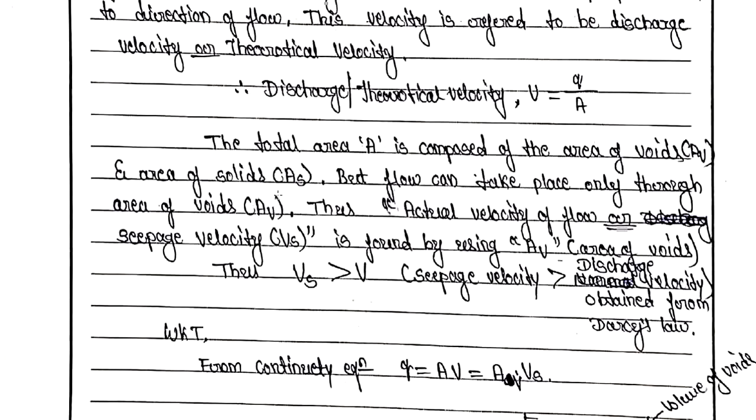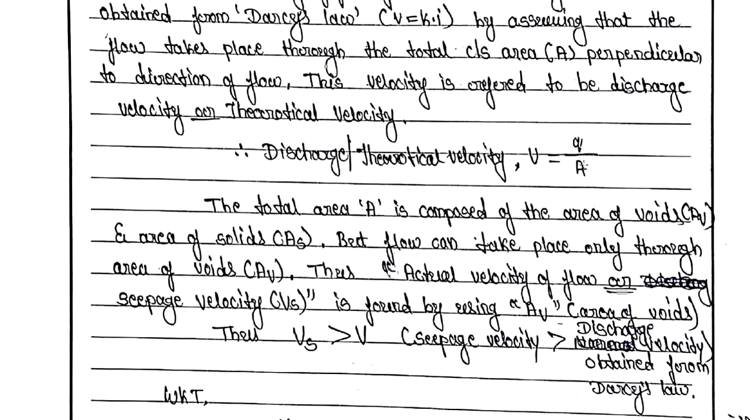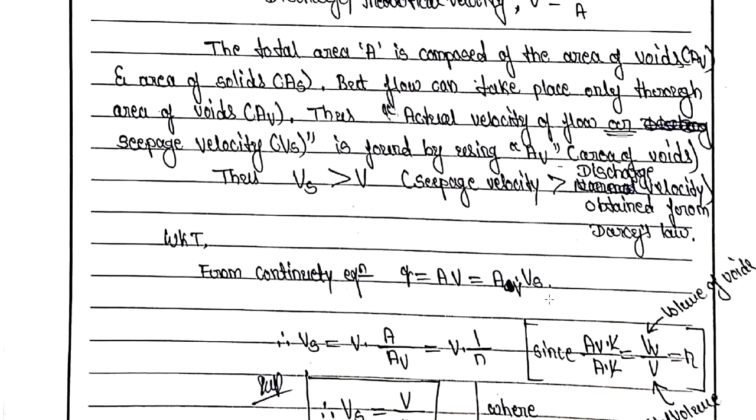So AV. So thus actual velocity of flow or seepage velocity of flow. So seepage velocity of flow is also called as actual velocity of flow. Discharge velocity is also called as theoretical velocity of flow. So you can see seepage velocity Vs is found by using area of voids. So here we are going to use total area. Here we are going to use area of voids.